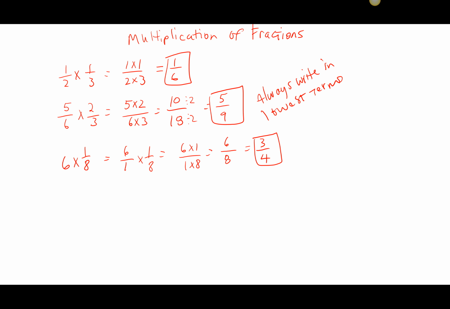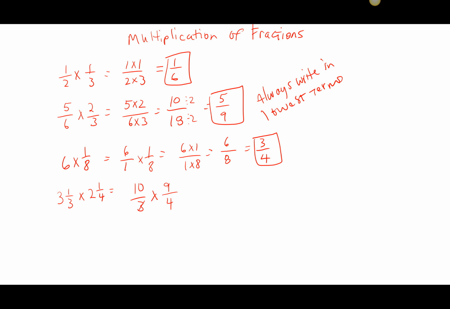Okay. What if we had a mixed number like this? 3 1/3 times 2 1/4. Now that's a mixed number. The way that you multiply mixed numbers, the easiest is to put it in an improper fraction. So 3 times 3 is 9 plus 1 is 10/3. Times 4 times 2 is 8 plus 1 is 9, 9/4.